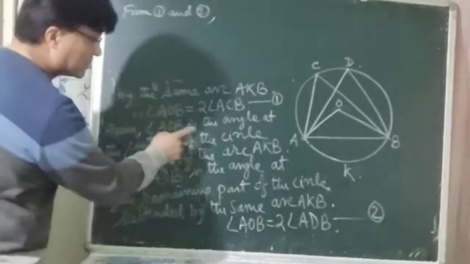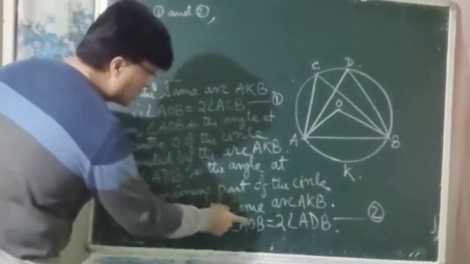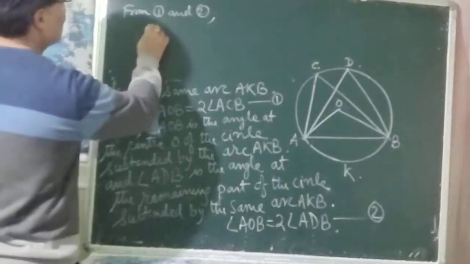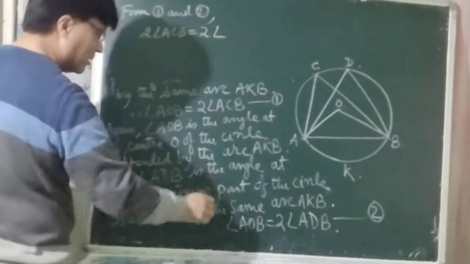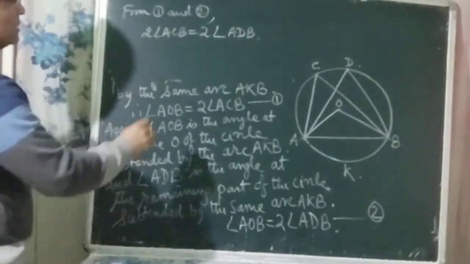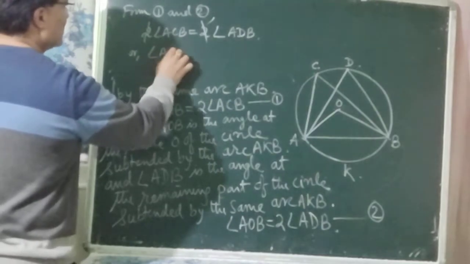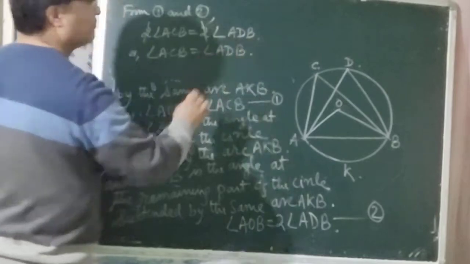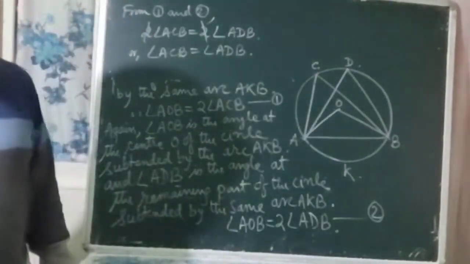Now since these left hand sides are equal, isn't it? This is also angle AOB, this is also angle AOB. If left hand sides are equal, right hand sides must be equal. So from 1 and 2, what can we write? Twice angle ACB is equal to twice angle ADB. So here 2 gets cancelled. So what can we write? Therefore, angle ACB is equal to angle ADB. That means angle ACB is equal to angle ADB.